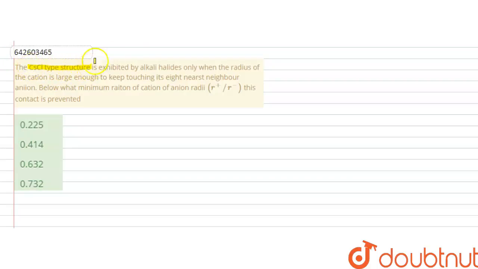The question is: the CsCl type structure is exhibited by alkali halides only when the radius of the cation is large enough to keep it touching its 8 nearest neighbor anions. Below what minimum ratio of the cation to anion is this contact prevented?